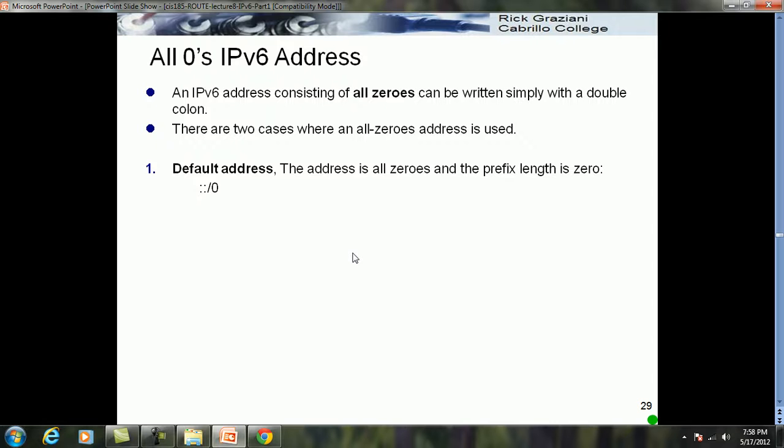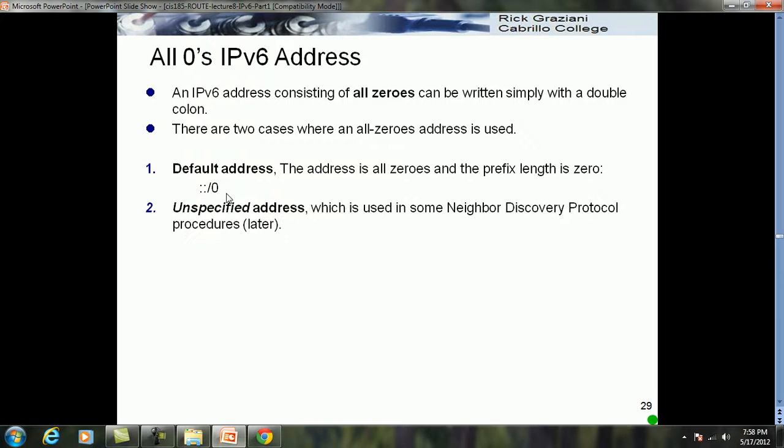Default route. Default. I can write in this manner. Okay, now there are two cases when the all zeros address is used. The one is the default address, where the address is all zeros and the prefix length is also 0. Second, the unspecified address, which is used in some neighbor discovery protocols. You will see this later. An unspecified address is a filler indicating the absence of a real IPv6 address. So this is also a new thing to us, we'll see that later.